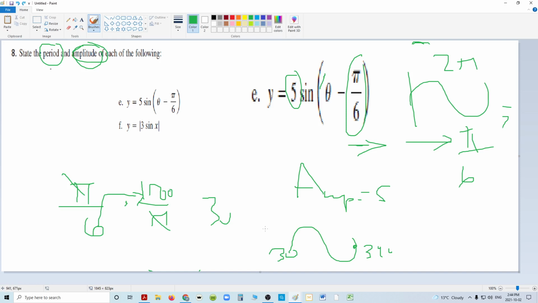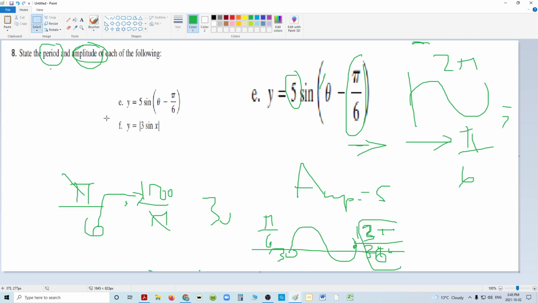Put in pi terms, it's going to go from pi over 6 to 2 pi plus pi over 6, which is 12 pi over 6, which is 13 pi over 6. So it's going to go all the way over here to 13 pi over 6. That did not affect the period, just where it started and ended.